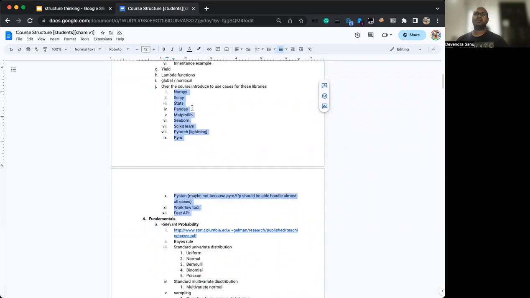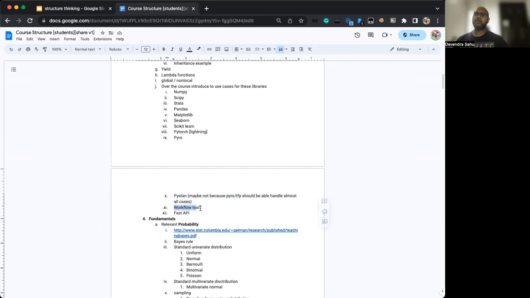NumPy, SciPy, Stats, Pandas, Matplotlib, Seaborn, Scikit-learn, PyTorch, Pyro. So PyStan is another Python library. Stan is basically a library in R, which is extremely popular among statisticians, and there's a PyStan interface to it. Maybe we'll not cover this, because Pyro or TensorFlow Probability should be able to handle any case.